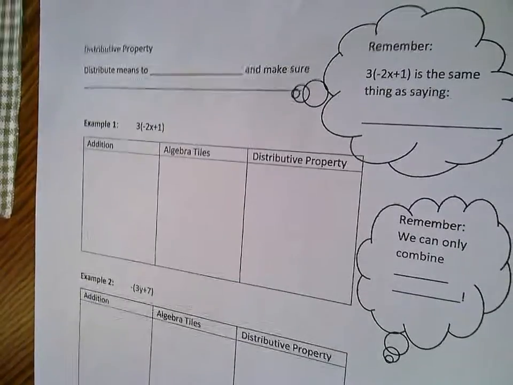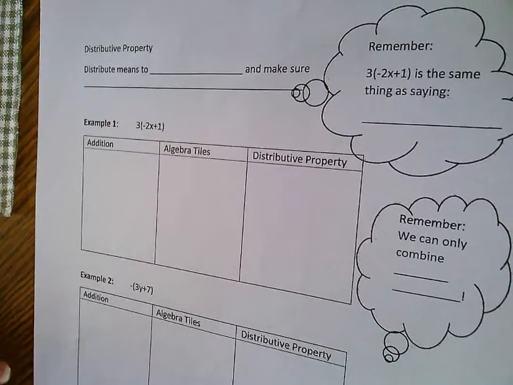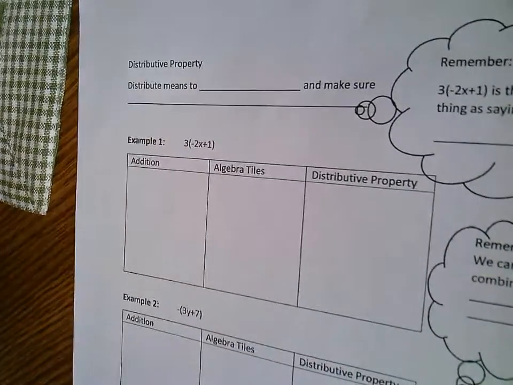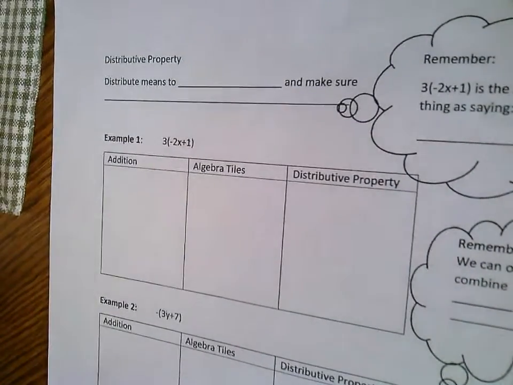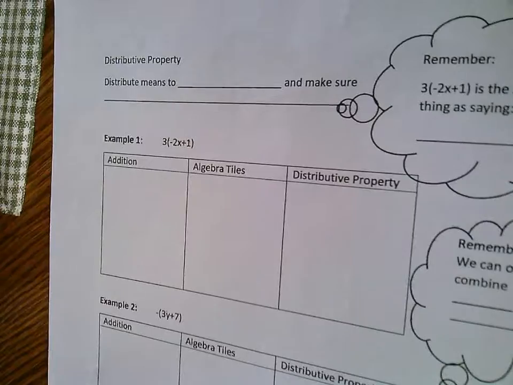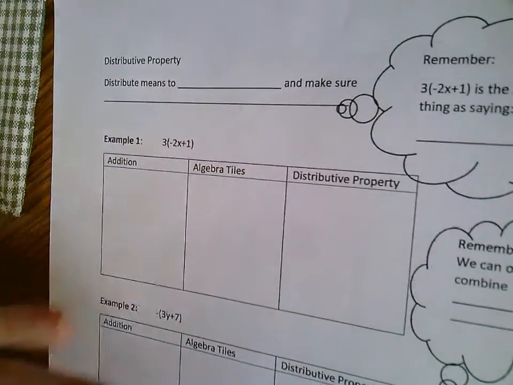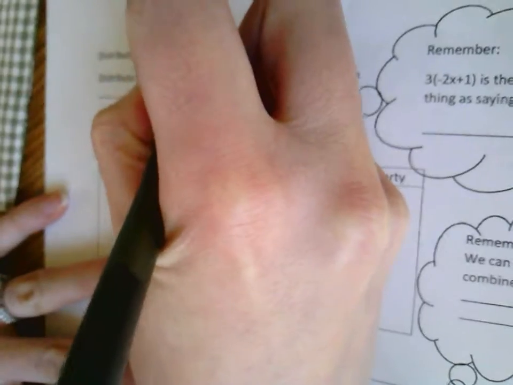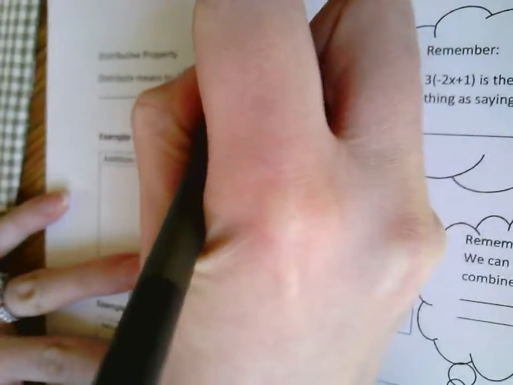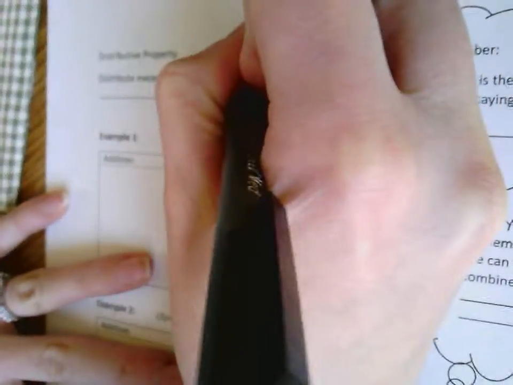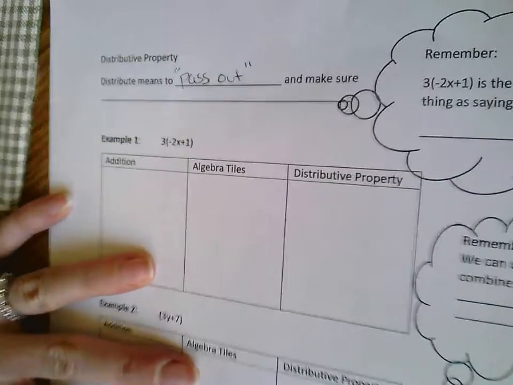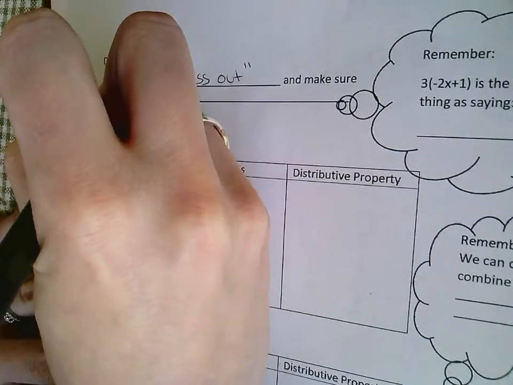So we're going to go ahead and start, and first of all let's just think about what does distribute mean. If I was in class I might say, hey, do you mind distributing the calculators to everyone? What does it mean when I say distribute the calculators? Distribute means to pass out. So we're passing it out and making sure that everyone gets some.